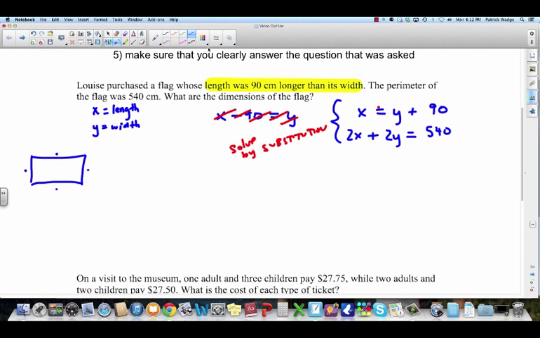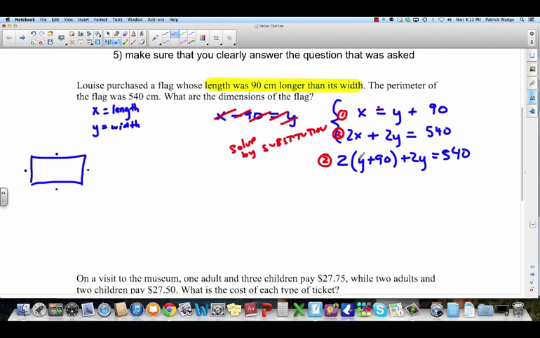I'm going to rewrite this second equation. So let me number this. This is 1, this is 2. I'm going to rewrite this second equation, but where I see x, so 2x, I'm not going to write x. I'm going to write y plus 90, because that's how much x is equal to. Then plus 2y equals 540. Okay, now I solve that.